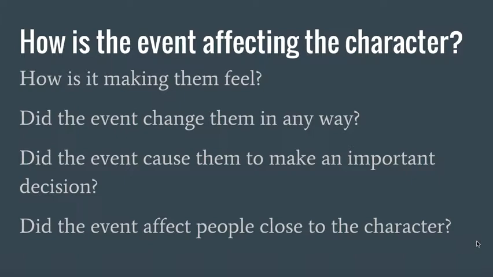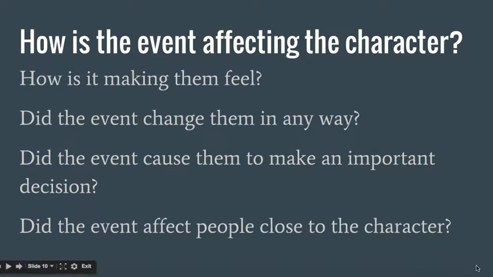Once you have your event and your character chosen, some things you might want to think about when describing how that event is affecting the character. Think about how is it making that character feel? For example, Max is feeling really scared when Killer Kane kidnaps him. You might want to also think about, does the event change the character in any way? Is there anything that's happening that might cause them to act differently or things like that?